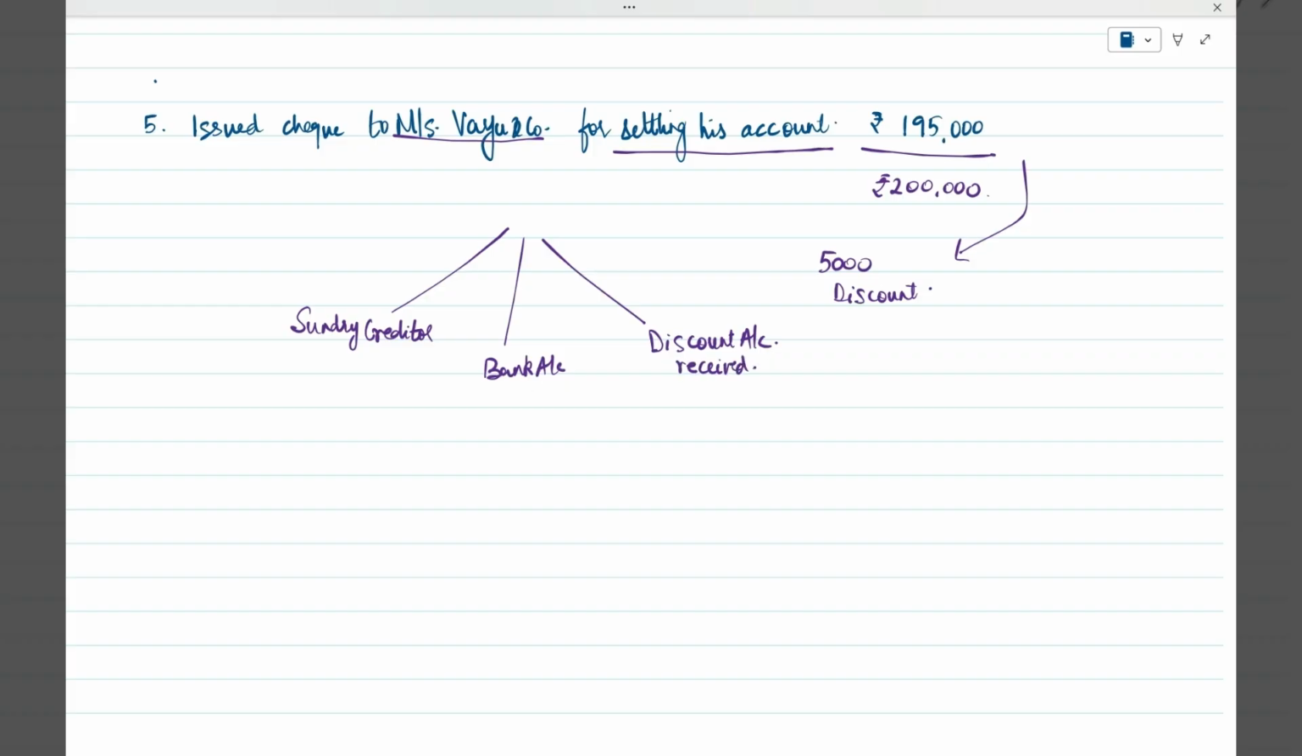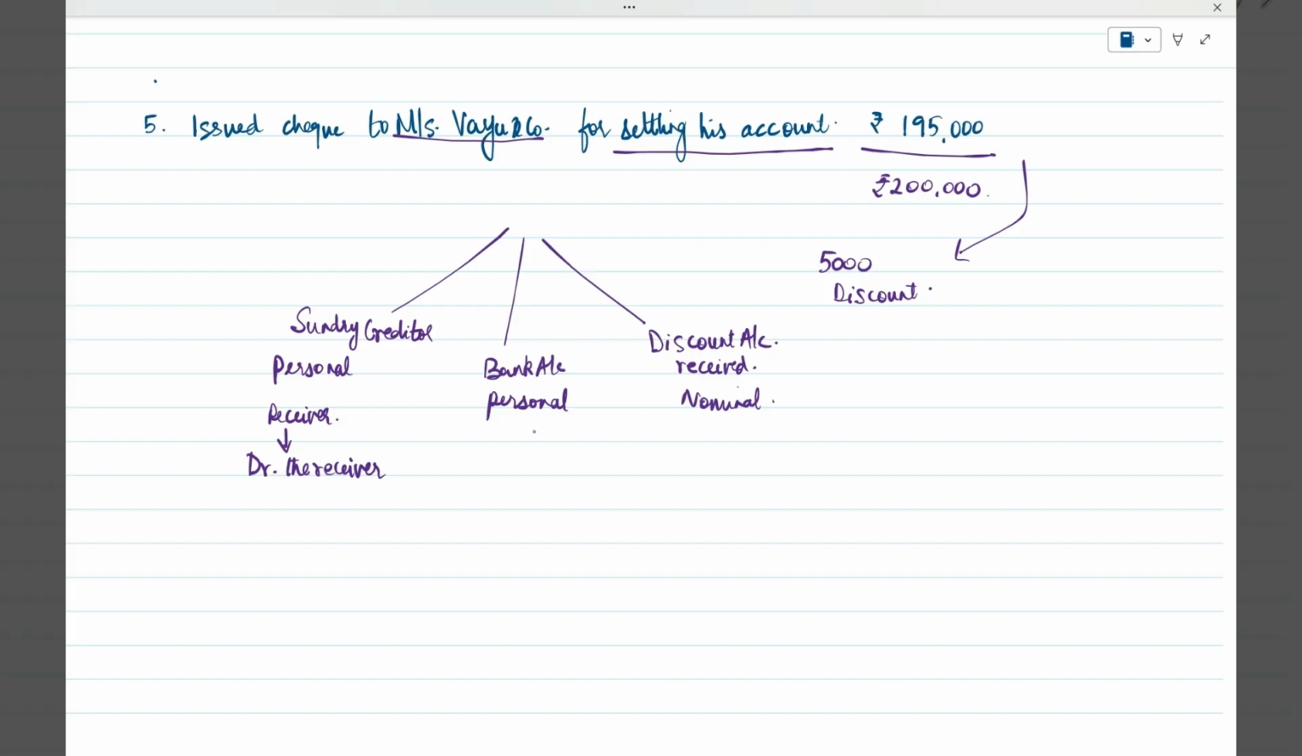Now let's see the nature of each of these accounts. So sundry creditor is what? Personal account. Bank is what? Bank is also personal account. And discount received is what? Nominal account. Clear? Okay. What happened to sundry creditor? He received. So what will happen? He is the receiver. So we debit the receiver.